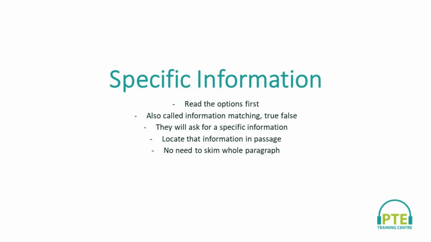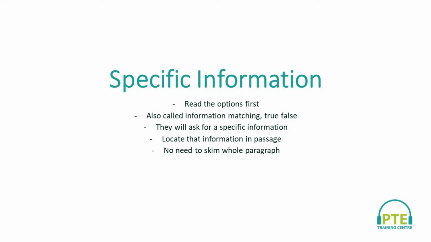So the other type of question could be a specific information type, and this type is also known as the information matching type or finding the true or false information. So the question could be something like which option was not mentioned in the passage, highlight the options which were mentioned in the passage, or they can ask you about a particular year. For example, in the passage somewhere it was written 1922, so they can ask what happened in the year 1922. So it's like a particular type of information they are asking.